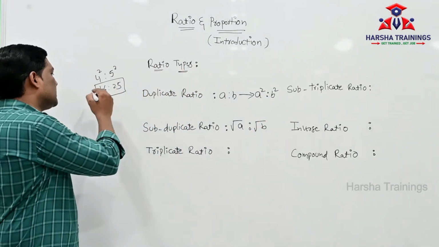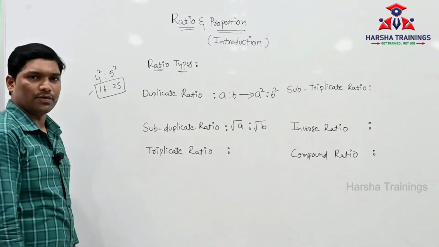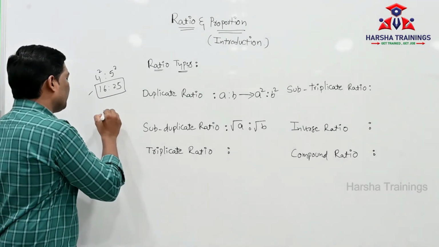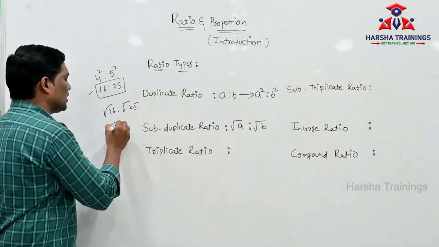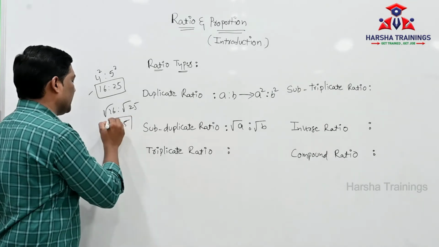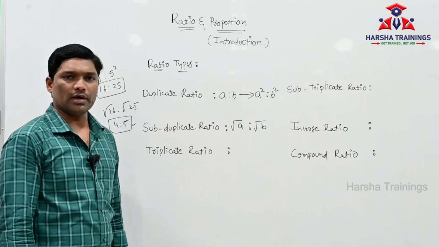For example, 16 is to 25. Find out the subduplicate ratio. So root of 16 is to root of 25. What is the answer, guys? So 4 is to 5. The subduplicate ratio formula is root of A is to root of B.